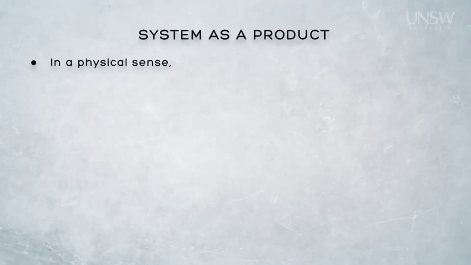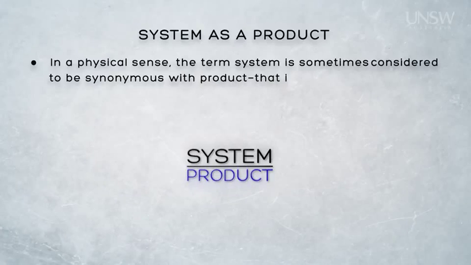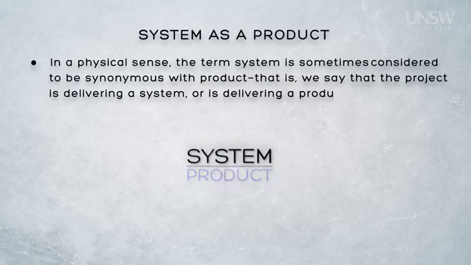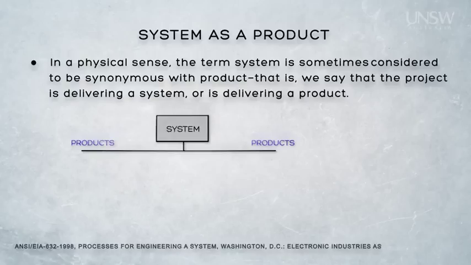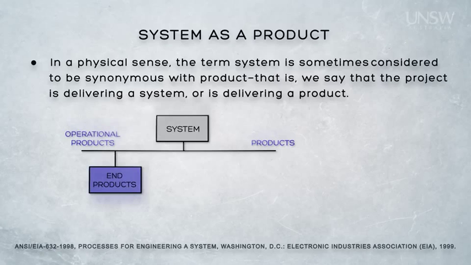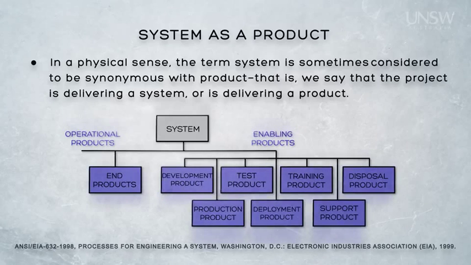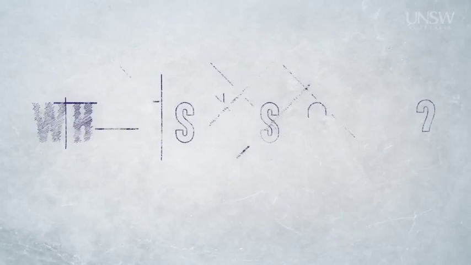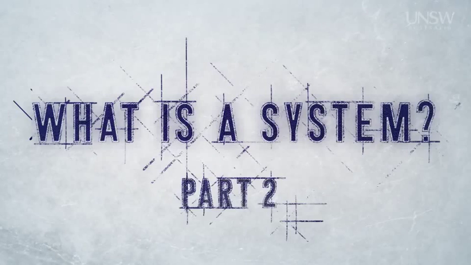In a physical sense, the term system is sometimes considered to be synonymous with product. That is, we say that the project is delivering a system or it's delivering a product. A system, however, is normally considered to comprise a number of products. NCEIA 632 sees a system as comprising operational products, or end products, and enabling products, such as test, training, and disposal products.